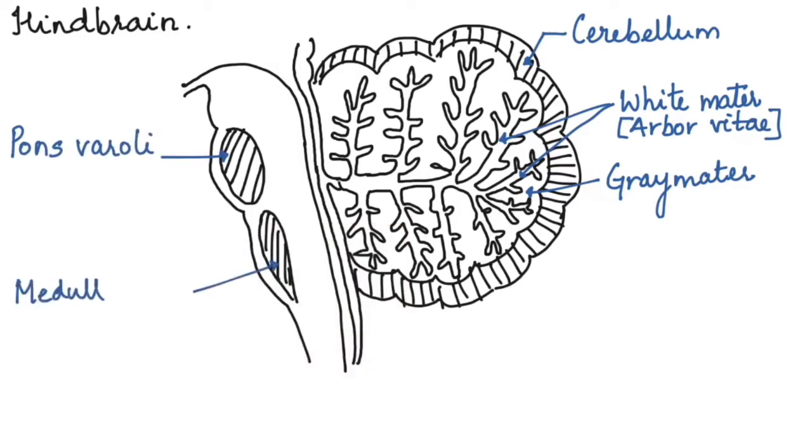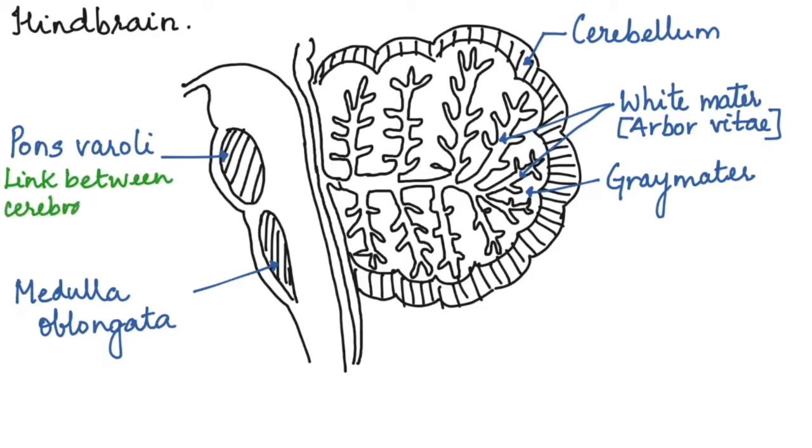Now on the ventral side, the first swollen part here is the pons varolii, and the second part, which is slightly swollen there before the beginning of the spinal cord, is the medulla oblongata. Now the function of the pons varolii is that it helps in linking the nerves between the cerebrum and the cerebellum. So there are nerve tracts which connect the cerebrum, that is the cerebral cortex, and the cerebellum.